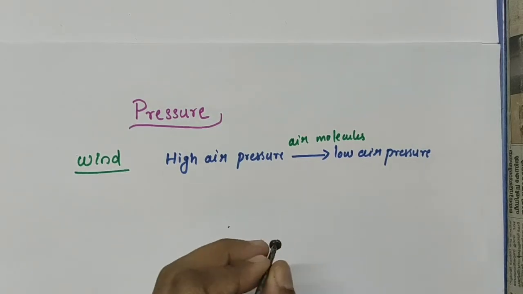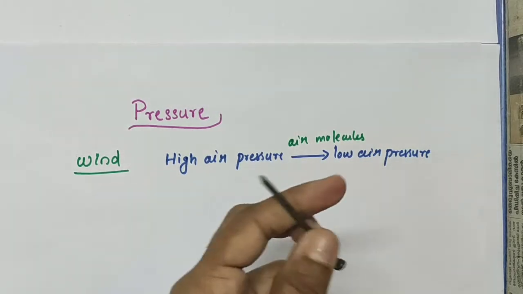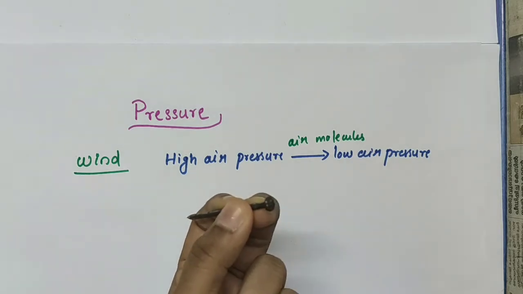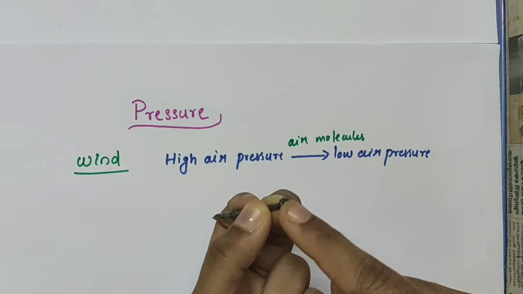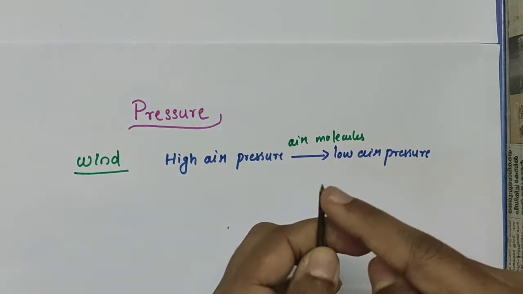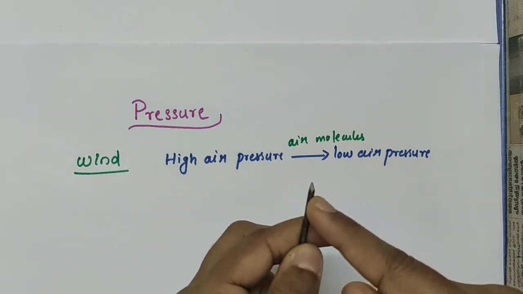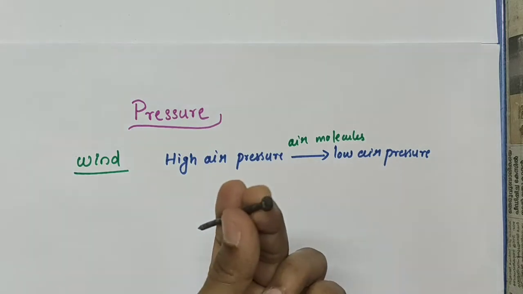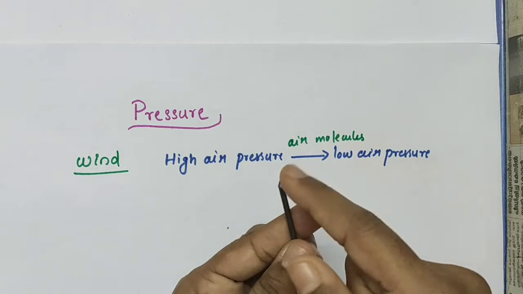Now compare the area of the pointed end with the area of the head of the iron nail. The head of the iron nail has more area, no? And this pointed end has very less area. The head of the iron nail has more area than this pointed end.